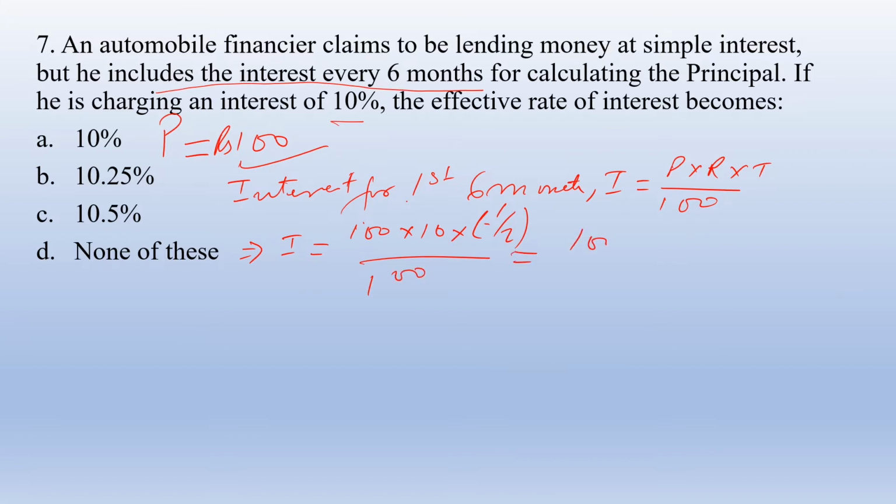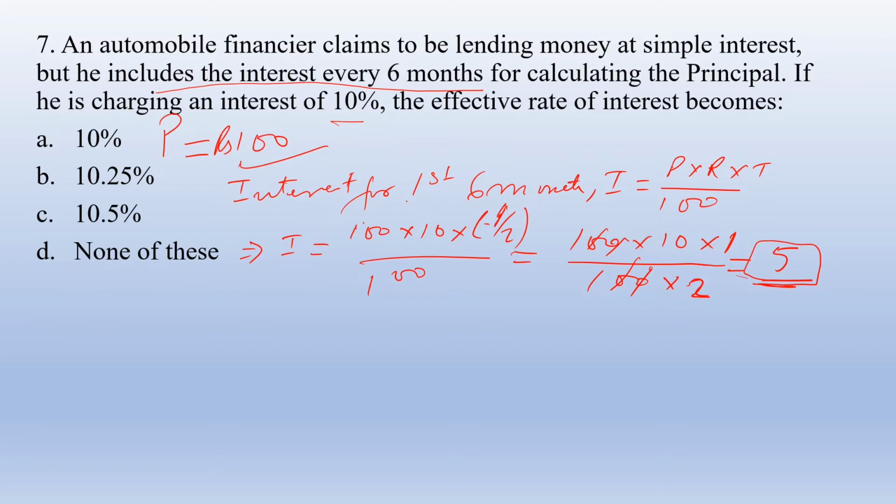So 100 multiplied by 10 multiplied by 1, 100 multiplied by 2. This one half or 1/2 will become 1/2. So this 0, 0, 0, 0 will get cancelled. So here the interest will be 5 rupees. At the end of 6 months, the lender will earn simple interest 5 rupees.